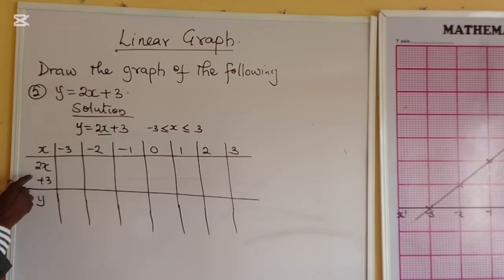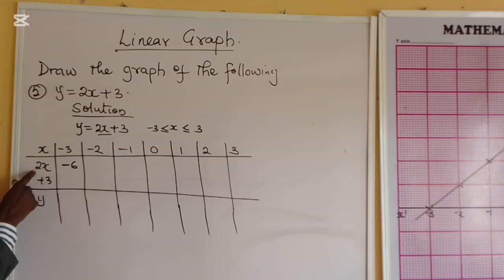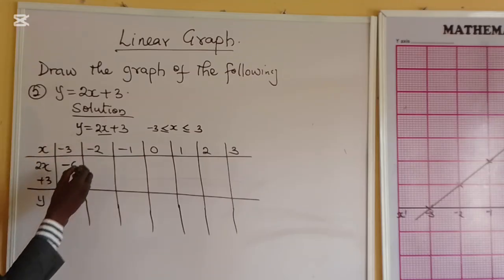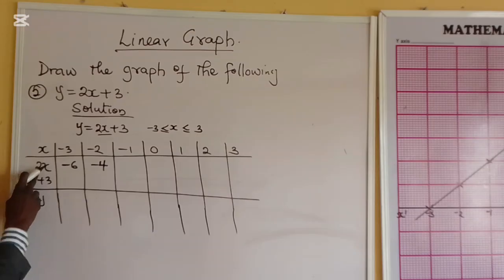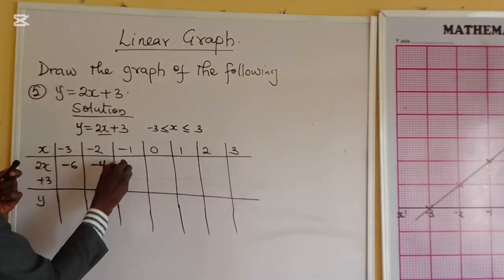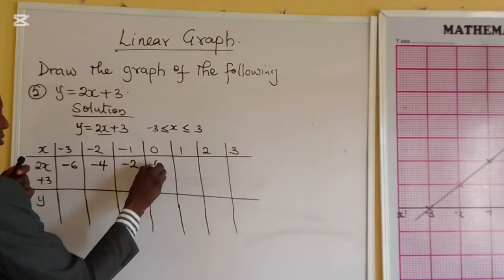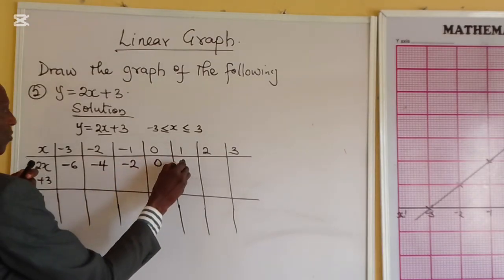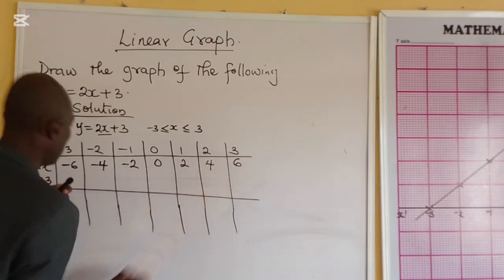Okay, 2 times minus 3 is minus 6. 2 times minus 2 is minus 4. 2 times minus 1 is minus 2. 2 times 0 is 0. So 2 times 1 is 2. 2 times 2 is 4. 2 times 3 is 6.